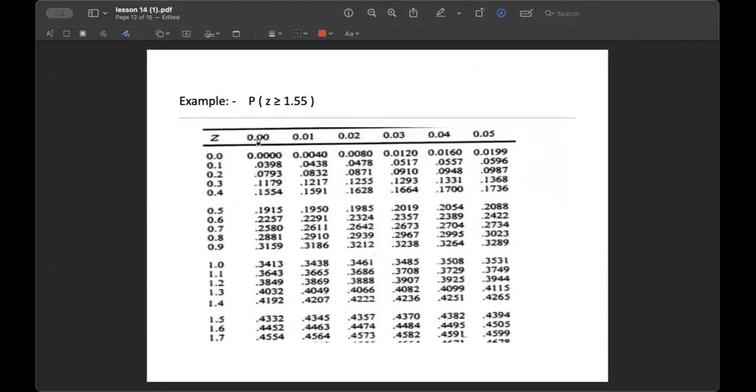Then here we can read all these probability values from the distribution table.